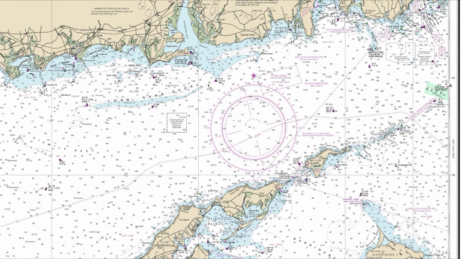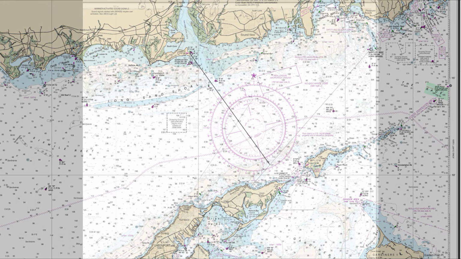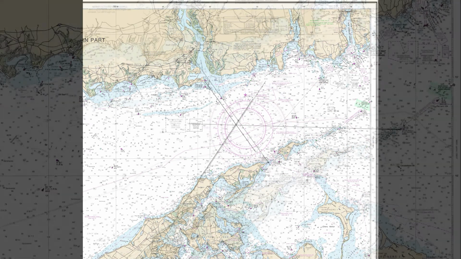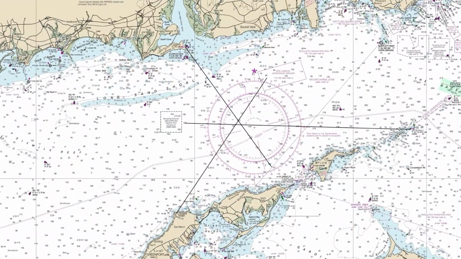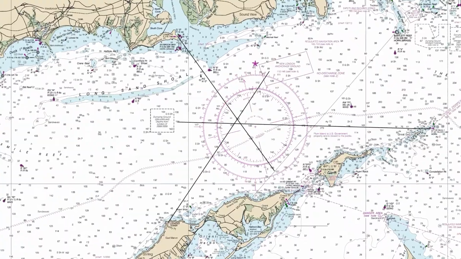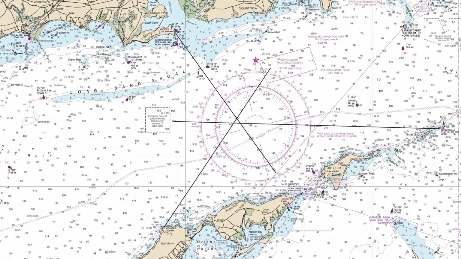Let's take a look at how measurement uncertainty plays out in a simple navigational example. Here on the chart, we're drawing 3 bearing lines to fixed objects. Those are compass bearings taken from the ship, and they should run through the single point in space where the ship is located. In fact, they don't. They form a small triangle.